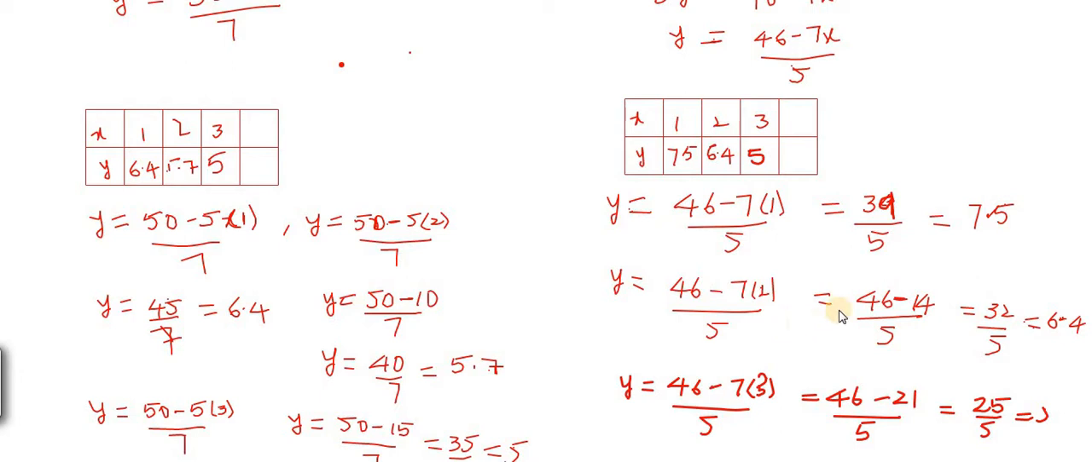Next, if x is equal to 2, then y is equal to 32 by 5, that is 6.4. And if x is equal to 3, simplifying, you'll get 25 by 5, which is equal to 5. So this is the table we got. Now we need to draw the graph, and if you want, you can take some other values also, no problem.